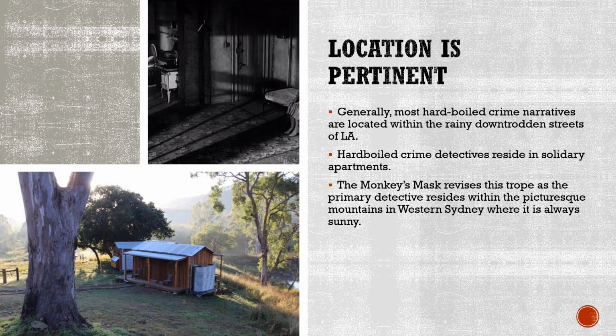Throughout most hard crime novels, location is pertinent. We see within The Big Sleep, the crime occurs within the boundaries of downtown LA, where it is gloomy and often described to be raining. However, The Monkey's Mask revises this trope as well, as the story is set within the western suburbs of Sydney, where it is prominently sunny. And instead of the detective residing in a downtrodden, solitary apartment, Jill resides within a picturesque mountainside with her cats and the abundance of nature to surround her.